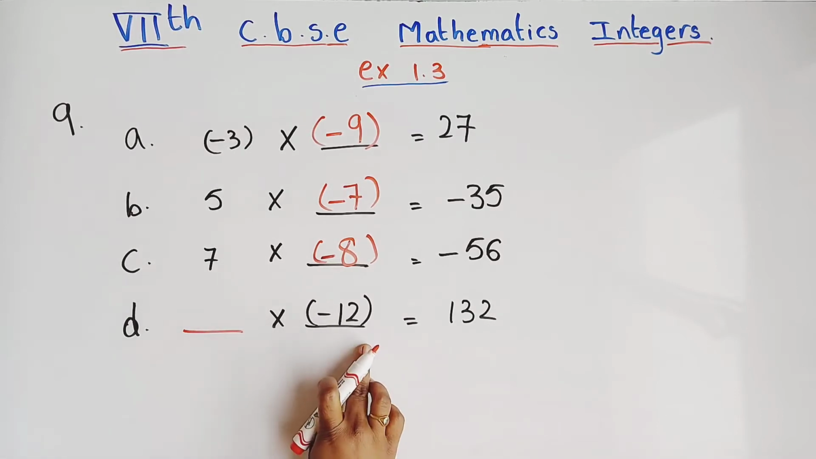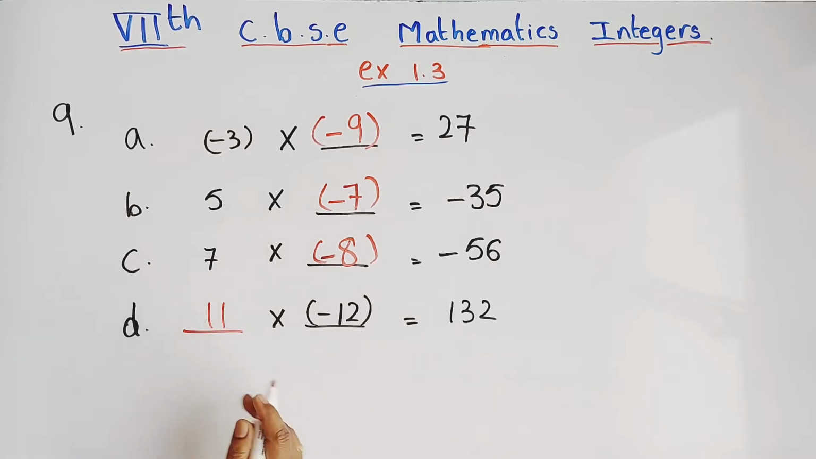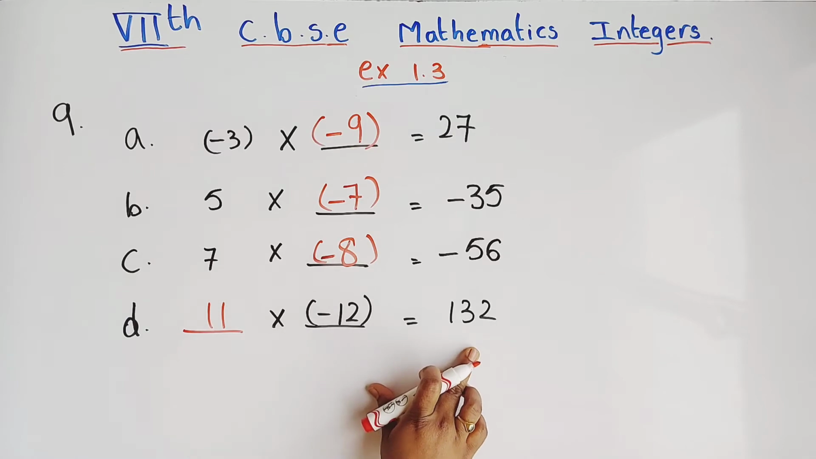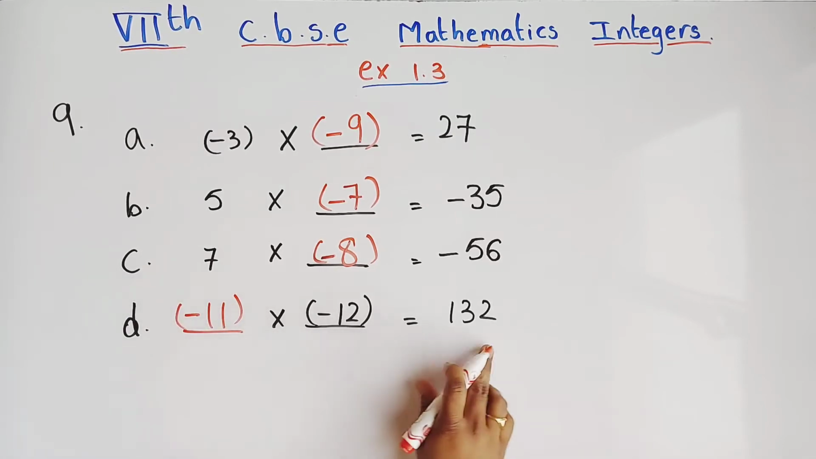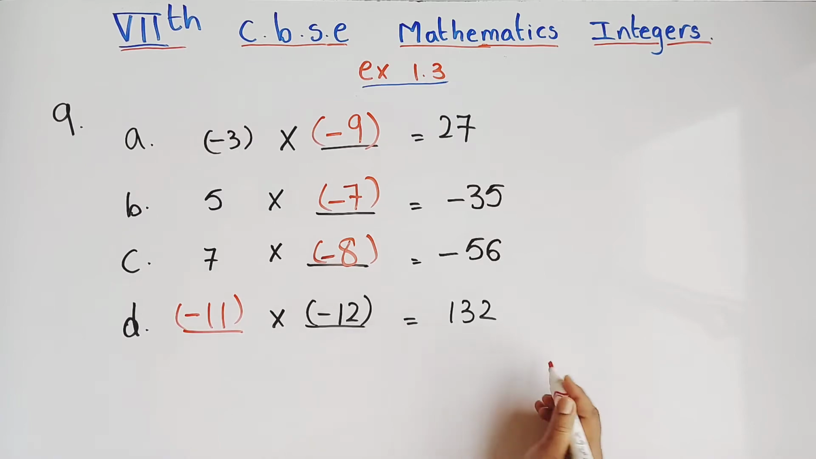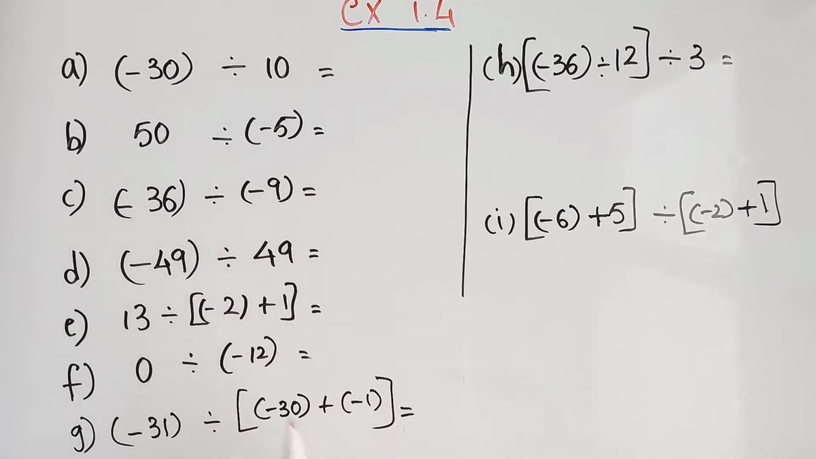Dash into minus 12 equal to 132. 12 elevens are 132. Check now, 11 into minus 12 equal to minus 132 coming. Wrong. So, minus 11 into minus 12 equal to 132, children. Clear? Now, exercise 1.4, children. First question.